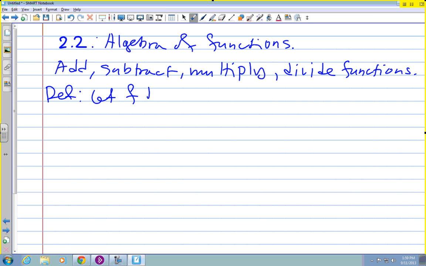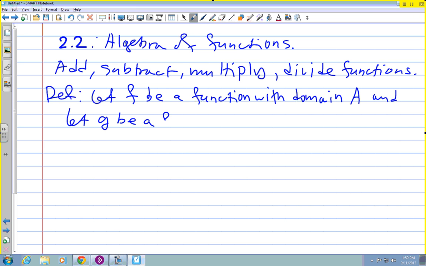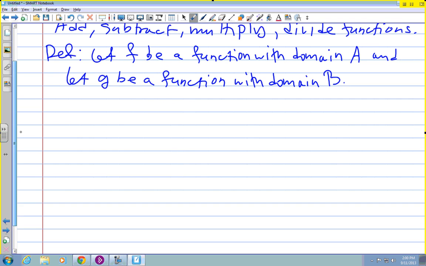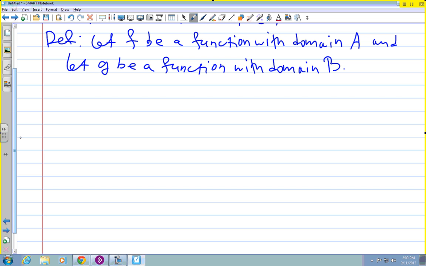let f be a function with domain, let's call it A, and let g be a function with domain B. So A makes f work, B makes g work. All right, so those are the domains.